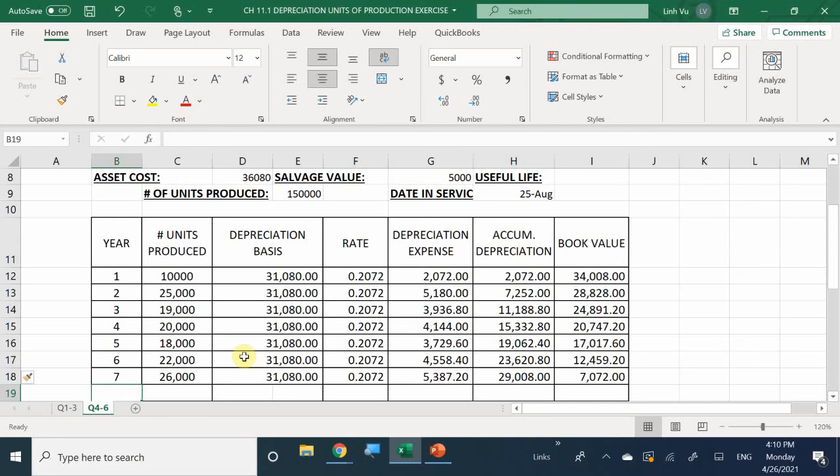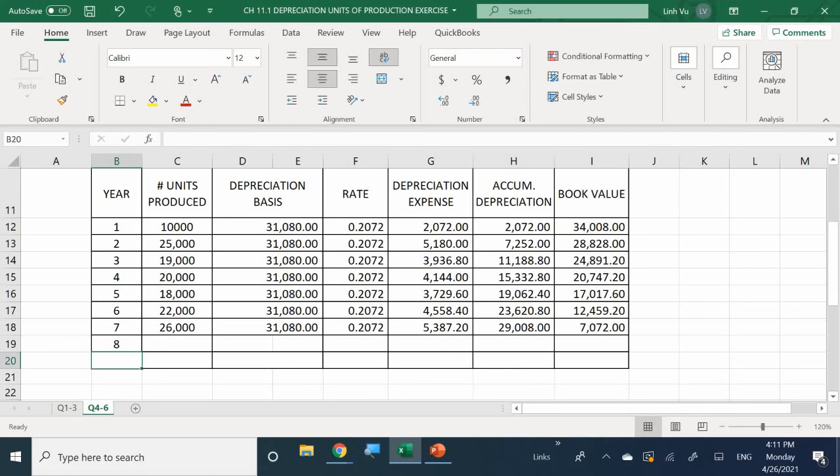And second of all, it doesn't matter how old the asset is, because a truck can go on for many years. But the one thing that we have to do is we have to meet the capacity. So in this case, our capacity is 150,000 miles. We haven't reached that yet. So for this, let's go ahead and do it for fun.